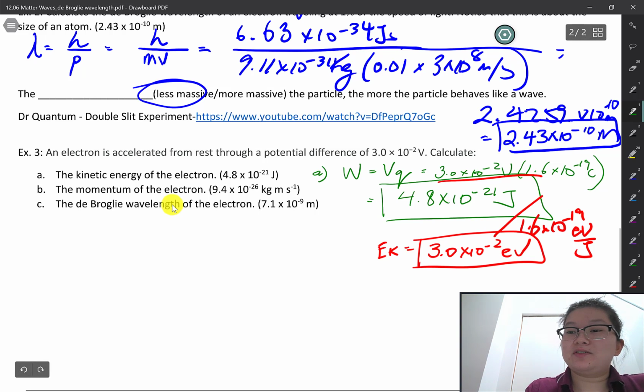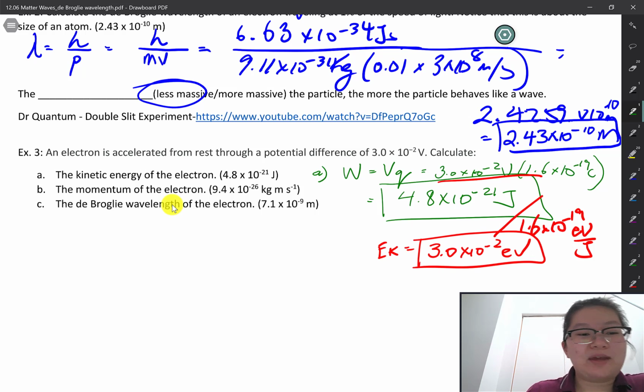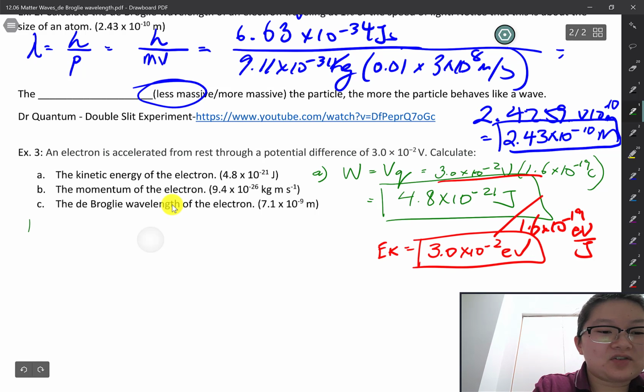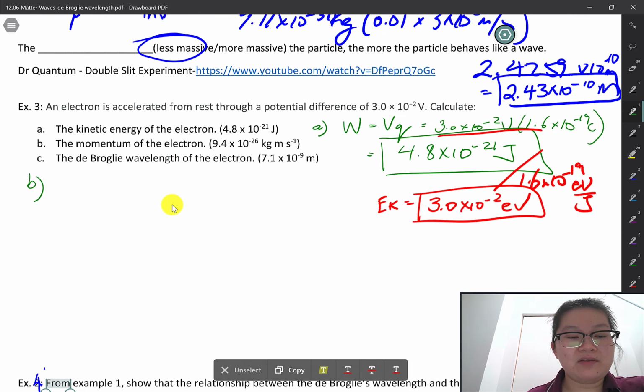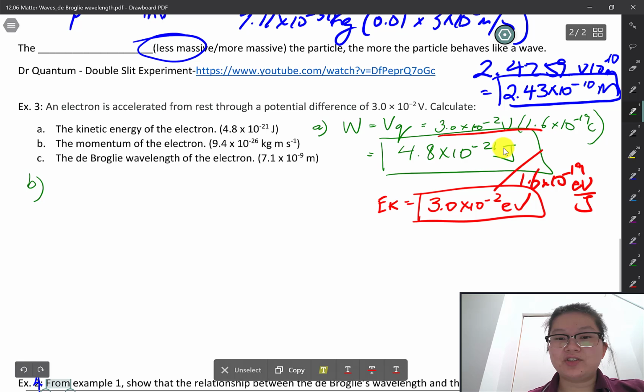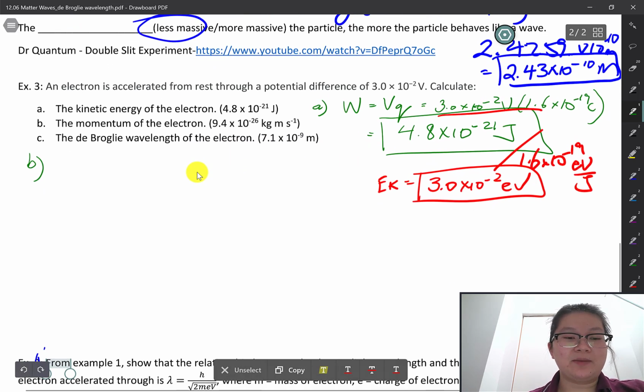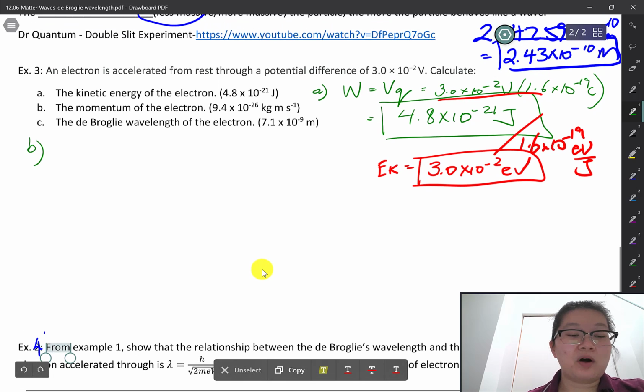in terms of convenience. Okay, so next up we have B, the momentum of the electron. We know that the momentum of the electron is going to depend on its kinetic energy. And since we are not talking about very high voltages, this electron is not going to go so fast, near the speed of light. So for the next couple of questions, we only need to look at the classical model.